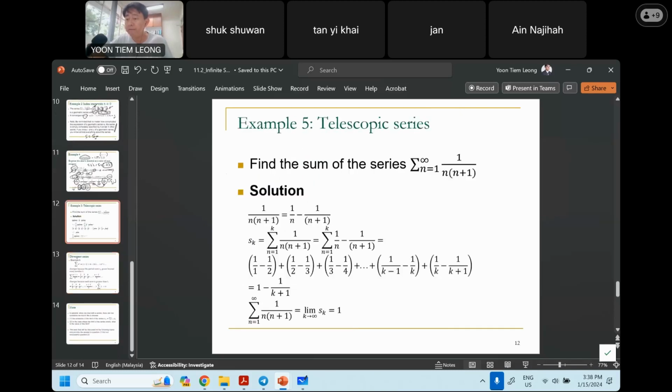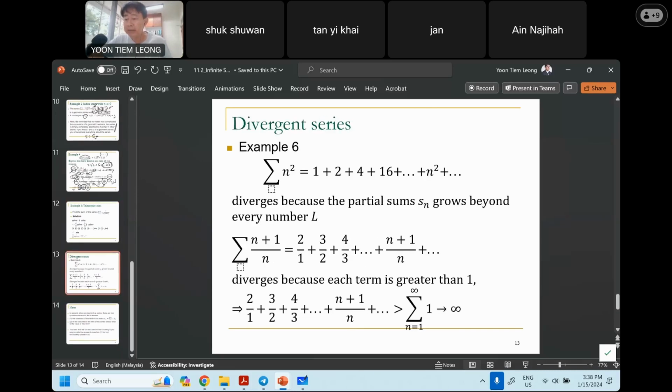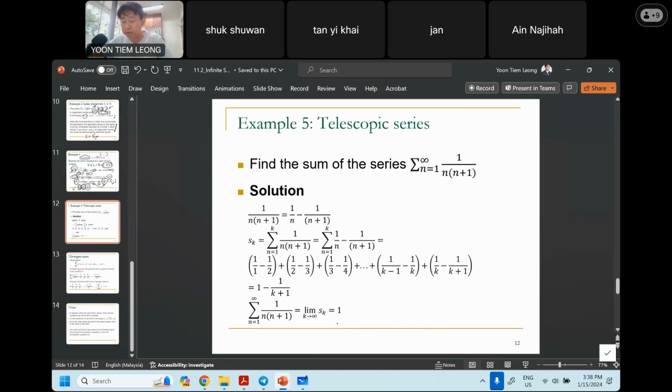In example 5, we are looking at another type of infinite series, which is not geometric, which is called a telescoping series. The telescoping series is shown to be a series that converges to 1. Now, seeing how the telescoping series converges requires a little bit of algebra, which is not very trivial.